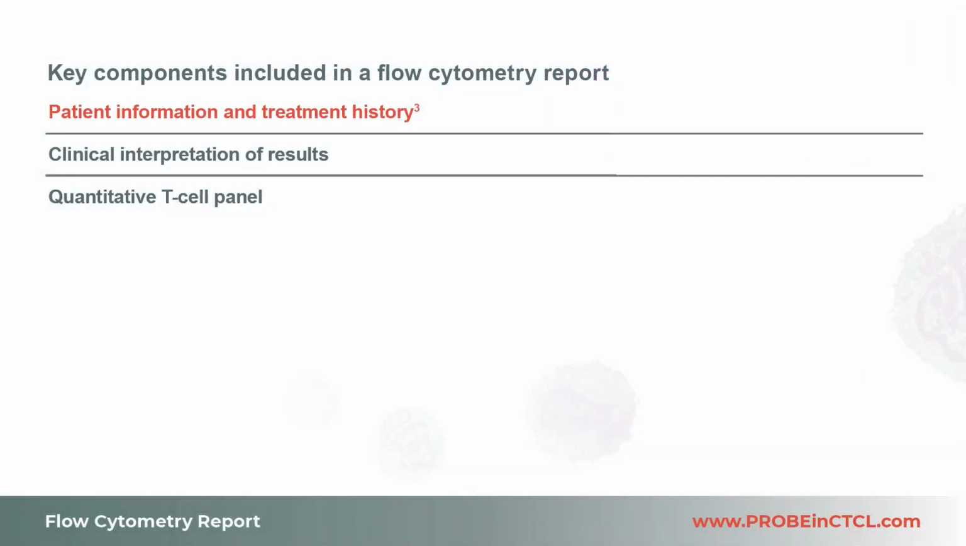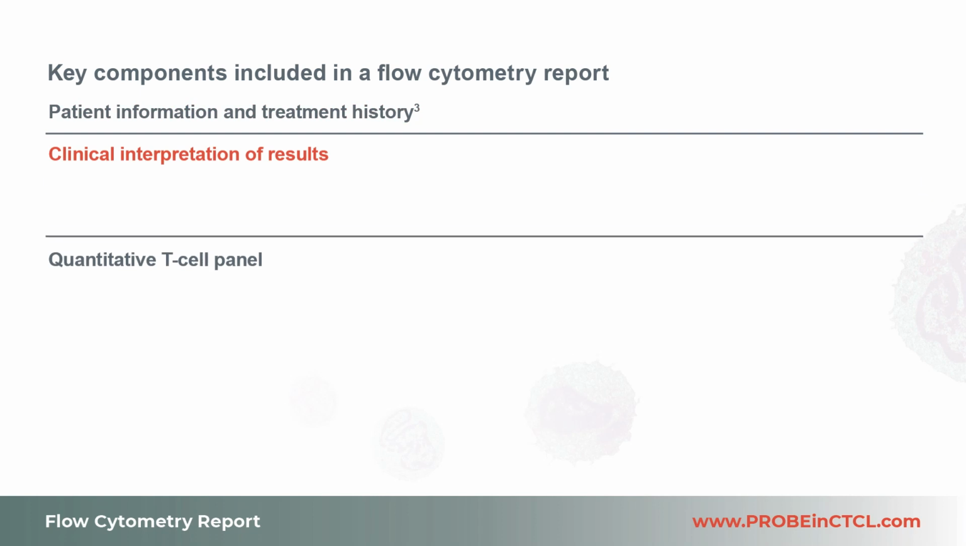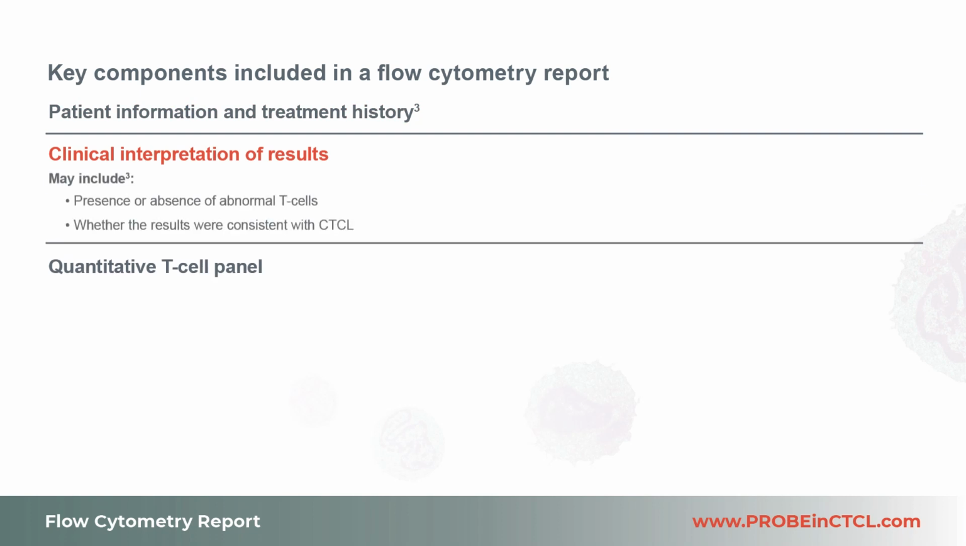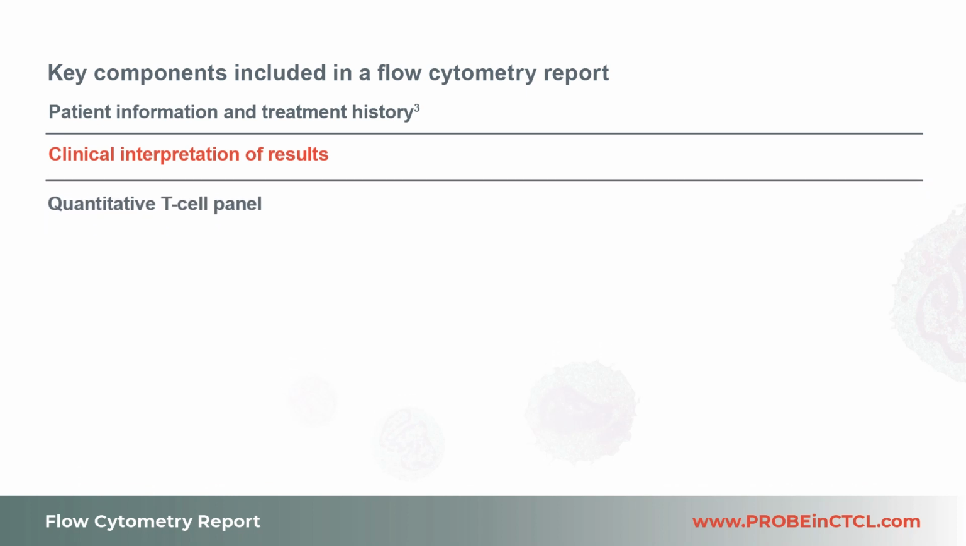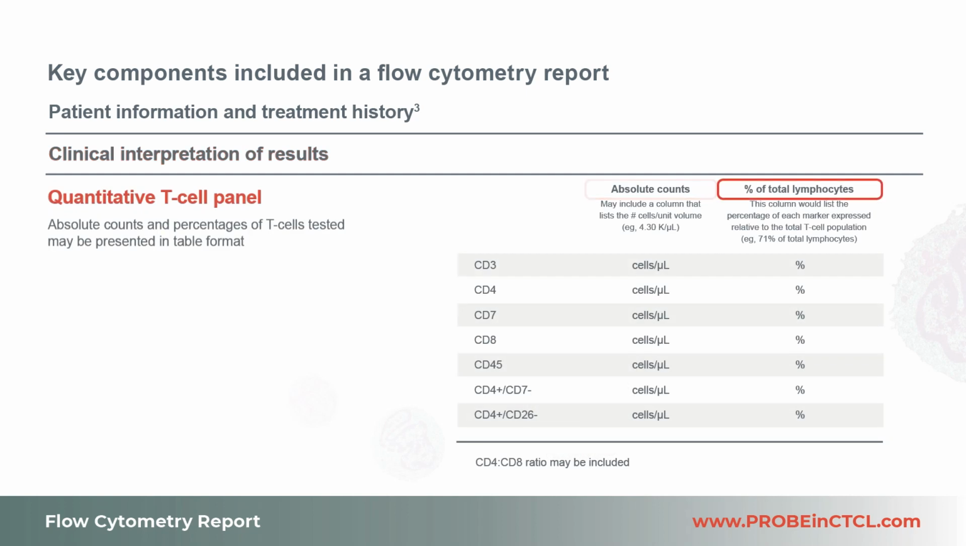Although flow cytometry reports can vary between labs, the report you should receive should provide a clinical interpretation of the results. This statement will report the presence or absence of abnormal T cells and whether the results are consistent with the diagnosis of cutaneous T-cell lymphoma. The report typically includes quantitative T-cell panel results, including absolute counts of T cells and percent of total lymphocytes, as well as CD4 to CD8 T cell ratios. Blood classification may also be specified.